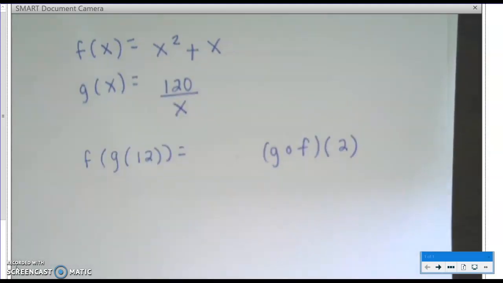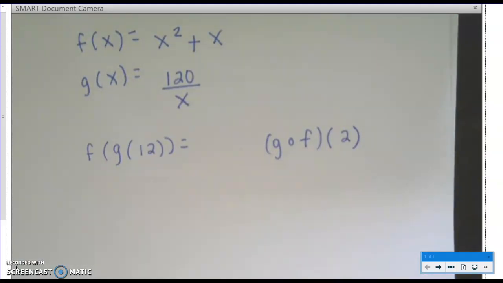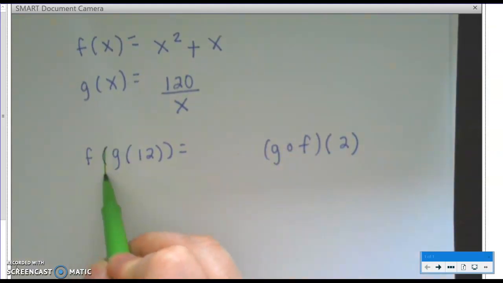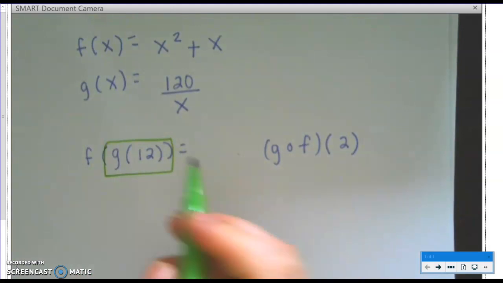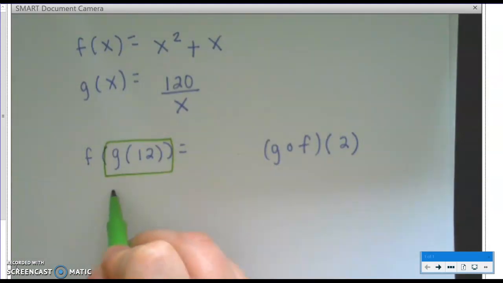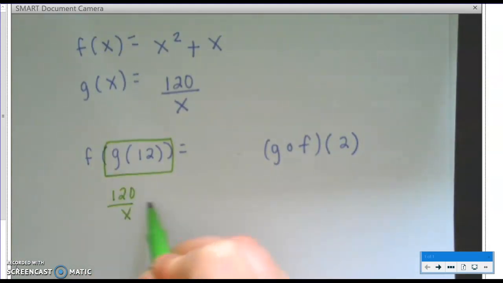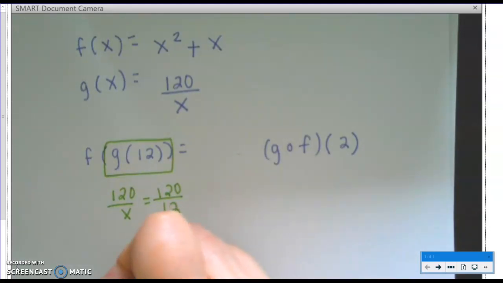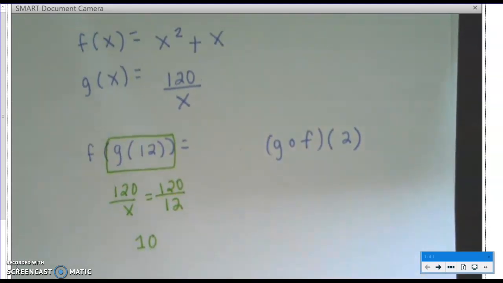All right, so I have 2 examples, and I have two functions. So feel free to pause the video and try these on your own to see if you've gotten the hang of it already. For the first one, I need to do g of 12 first. So the g of x function is 120 over x. I'm going to replace the x with 12. So 120 divided by 12 is 10. So 10 is the new number to plug in.